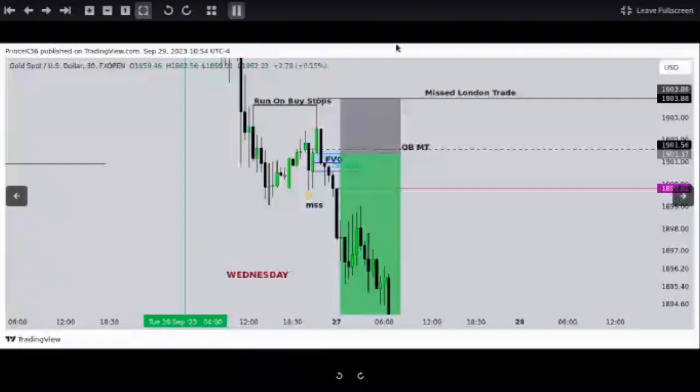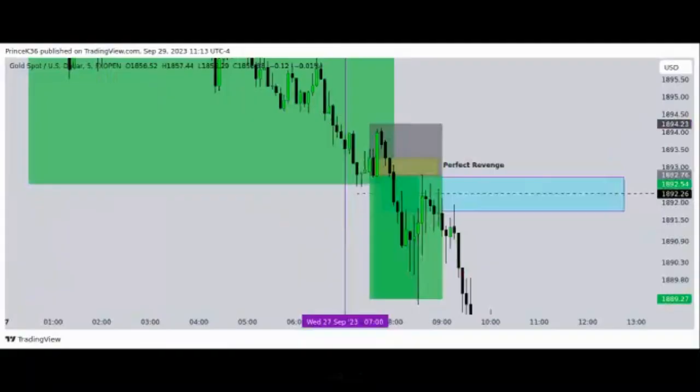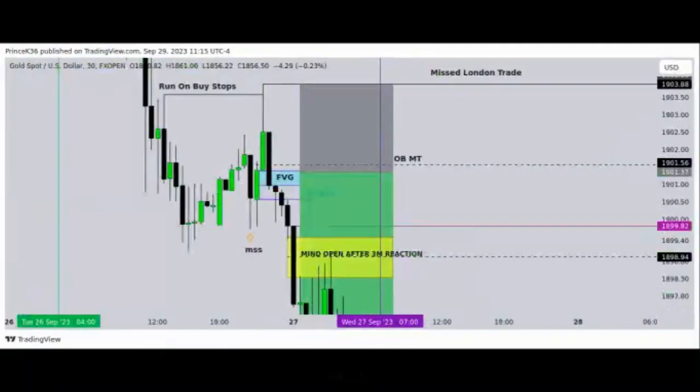I think you can see this initial setup. I missed a London trade. They didn't tap me in on gold. Then this is where my mind got opened.